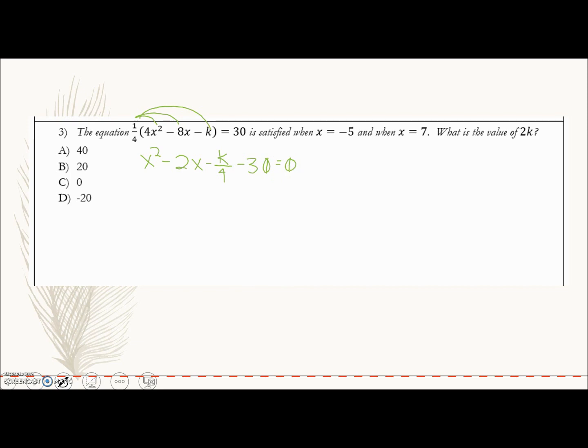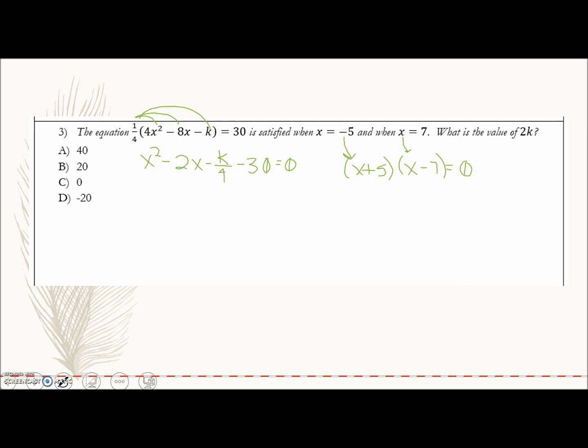If it says it's satisfied at -5 and 7, it means it has the solutions at those. So if it has a solution at -5, the factor is x plus 5, because the signs are opposite. If it has a solution at 7, the factor is x minus 7. So this also would equal 0, because that's how you find the solutions. That means I can set these two equations equal to each other and then solve them.